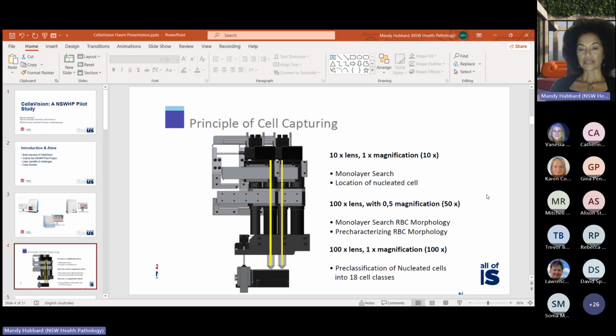The 100 times lens is what we use to do the pre-classification of nucleated cells, and these are classified into 18 classes, from your normal white cells to your immature white cells as well. I should mention that for the red cell pre-characterization, the larger analyzers have what we call the advanced red cell software. This allows the analyzer to characterize red cells into 20 different characteristics, inclusive of size, color, and any inclusion bodies, like your Howell-Jolly bodies, your pappenheimer bodies, or your parasites as well, which I'll talk about a bit further.